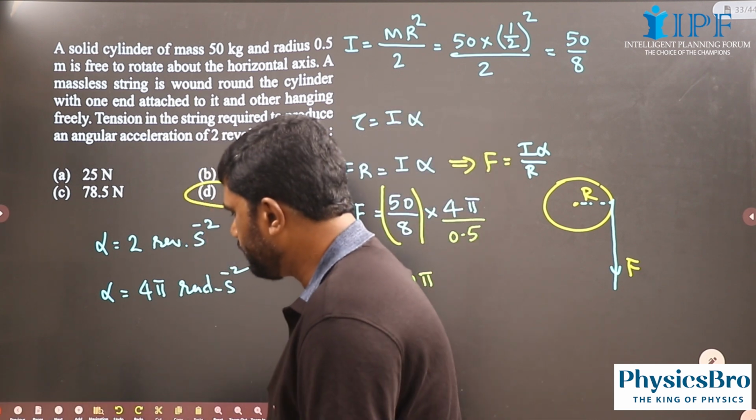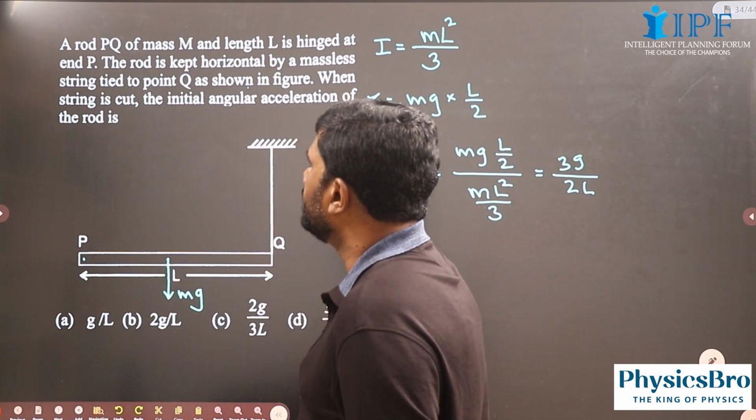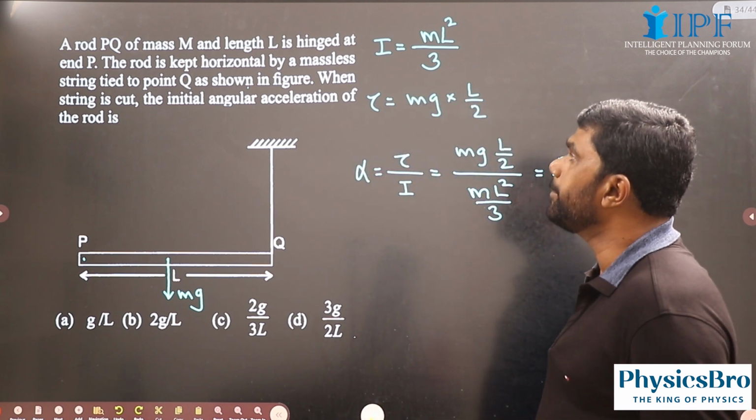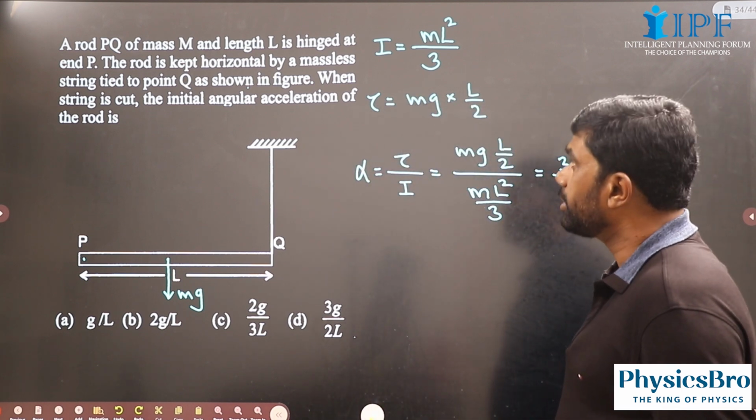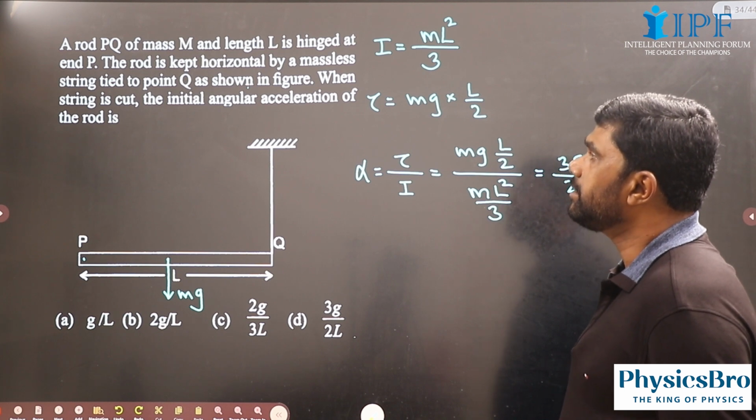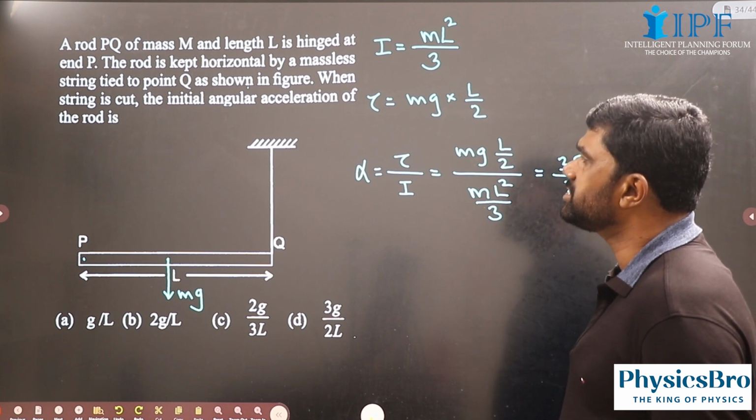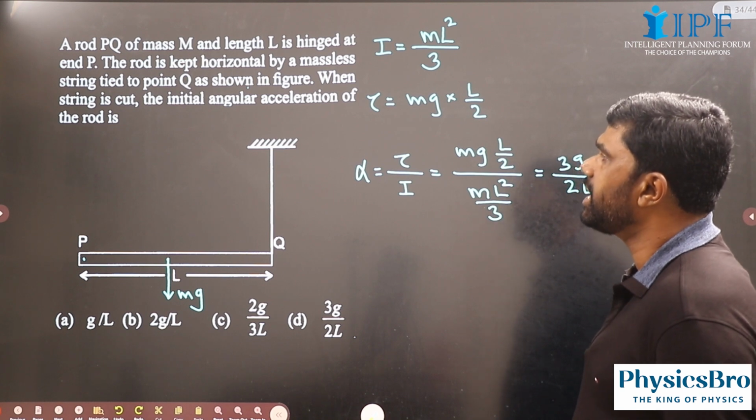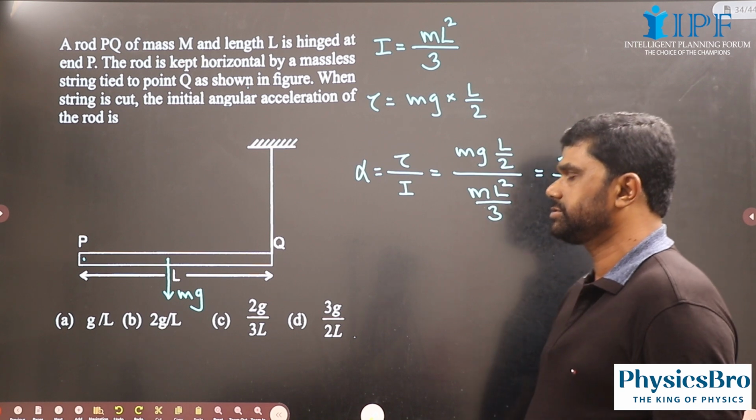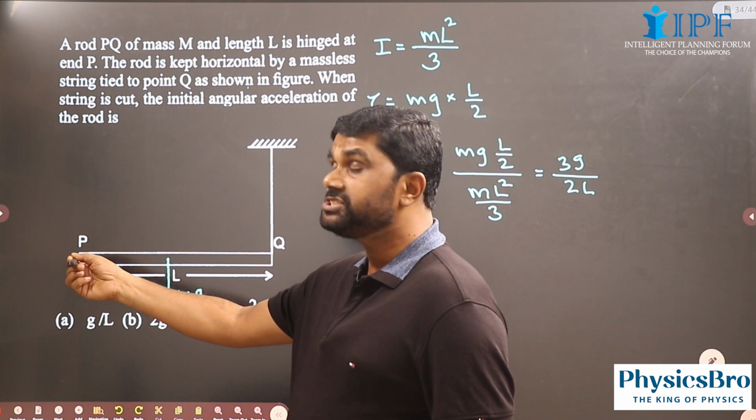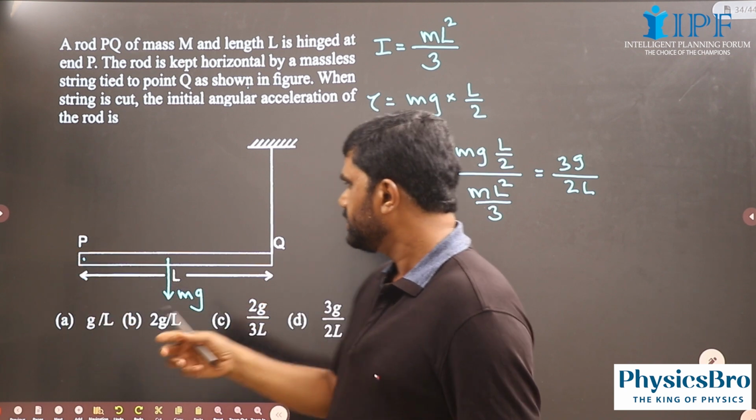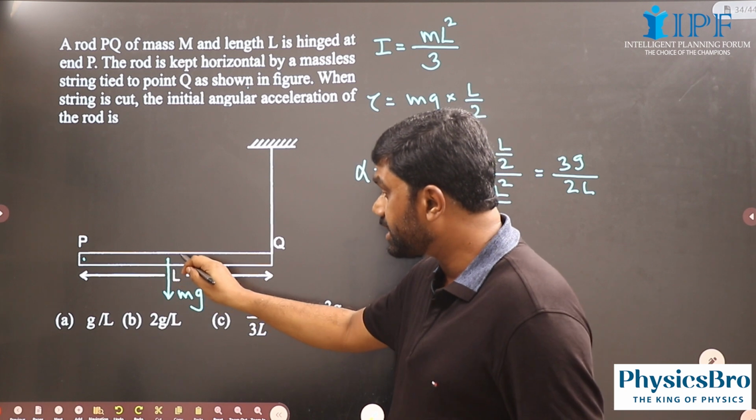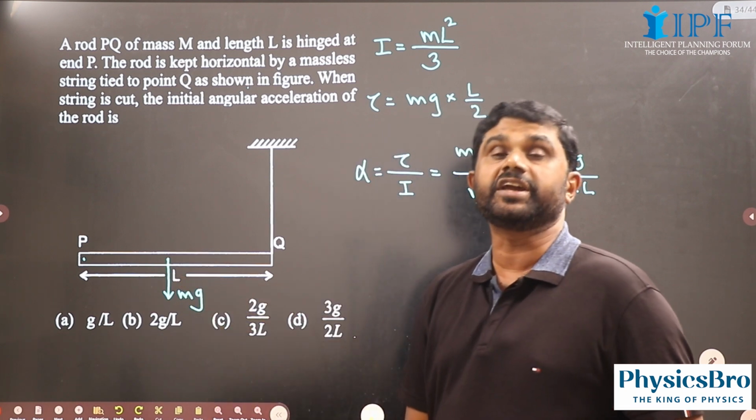Okay children, let's see what we have next. This is a beautiful question. A rod PQ of mass m and length L is hinged at P. The rod is kept horizontal by a massless string tied to the point Q as shown in the figure. When the string is cut, the angular acceleration of the rod is... See, the rod is hinged at this point. When we cut this string, it will rotate under the effect of the weight.